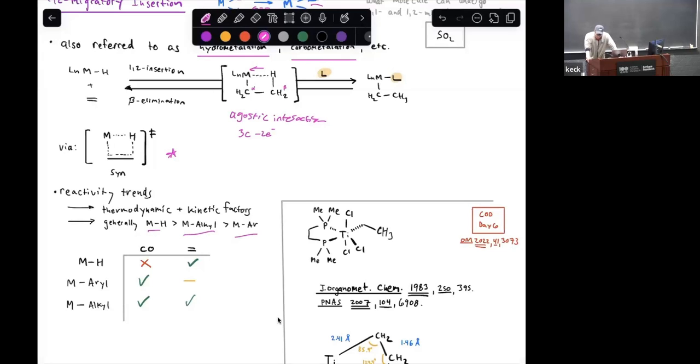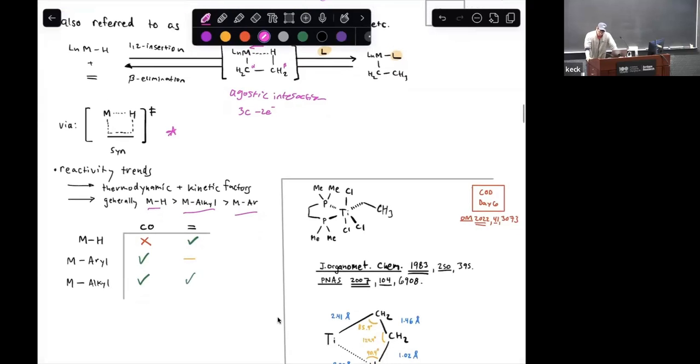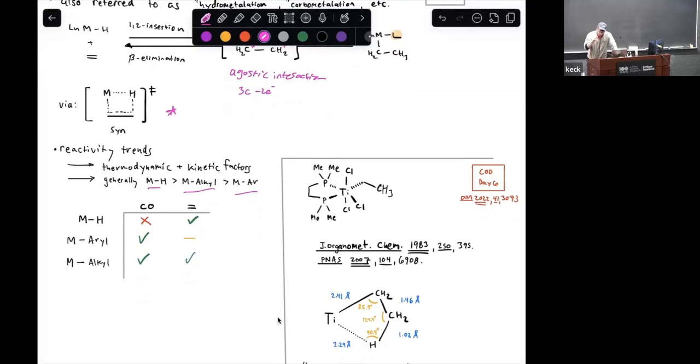And then there's also the thermodynamics, which is the strength of the bond that you're breaking versus the strength of the bond that you're making. So metal hydrogen bonds, as we saw, are relatively strong compared to metal alkyls, which are weak, and then metal aryls are kind of in between. They're stronger than a metal alkyl because of this back bonding component, but then weaker than a metal hydride.